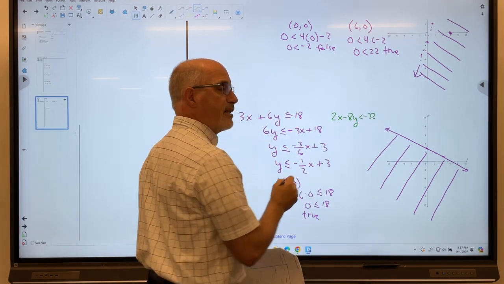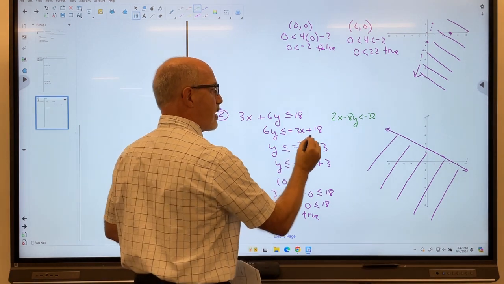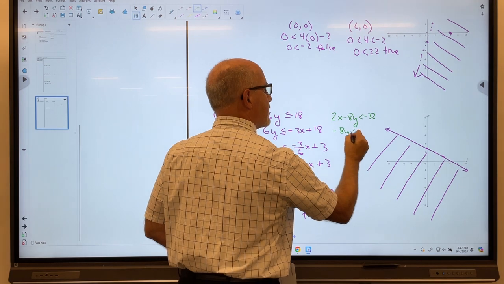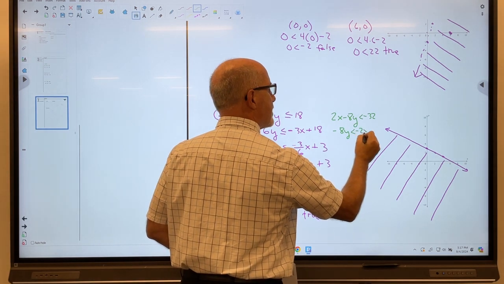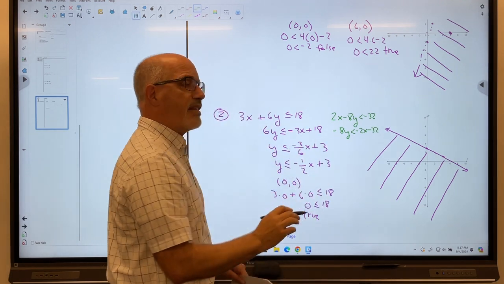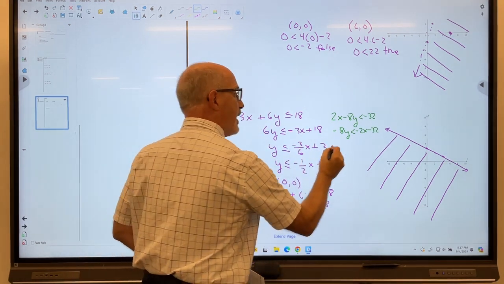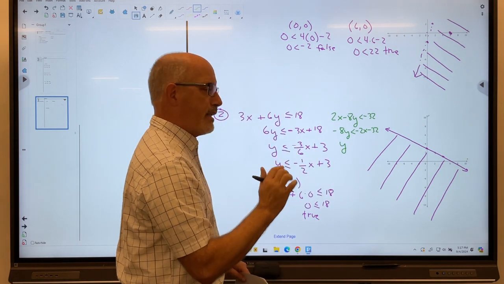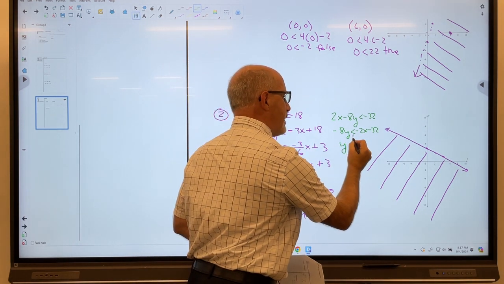So let's go ahead and get it into slope-intercept form. So I'm going to subtract 2x from both sides. So negative 8y is less than negative 2x minus 32. I'm going to now divide everything by negative 8 and simplify. Now here comes a big point. Notice what's going to happen here.